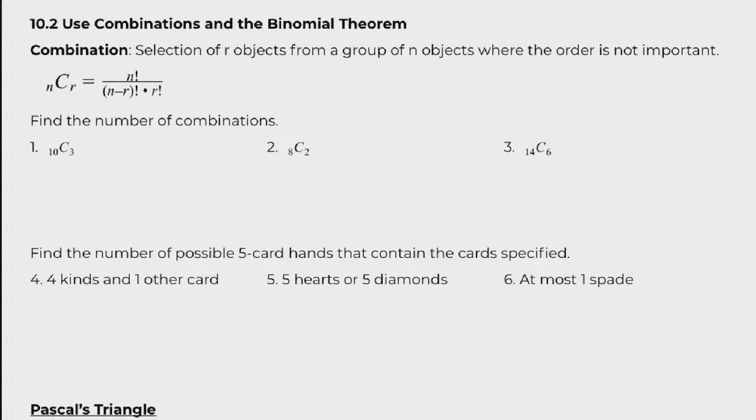Today I'll be going over 10.2, which is use combinations and the binomial theorem. A combination is a selection of r objects from a group of n objects where the order is not important. So that's the difference between combinations and permutations. For combinations, the order is not important, and for permutations it is. Here's the equation for combination: nCr is n factorial over n minus r factorial times r factorial.